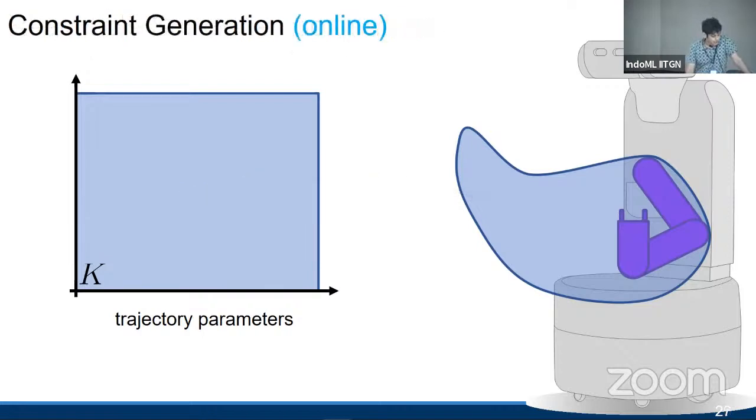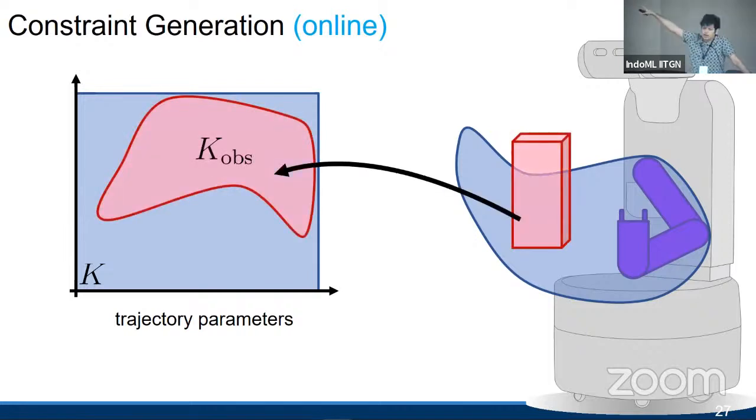Online, what will end up happening is that I may get information about the presence of obstacles. So for example, I may get an obstacle here, right? What we'll be able to do is develop a map that takes that red obstacle and maps it back into the trajectory parameters and identifies unsafe trajectory parameters.